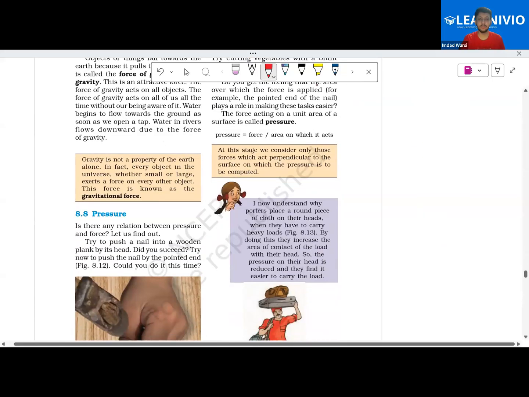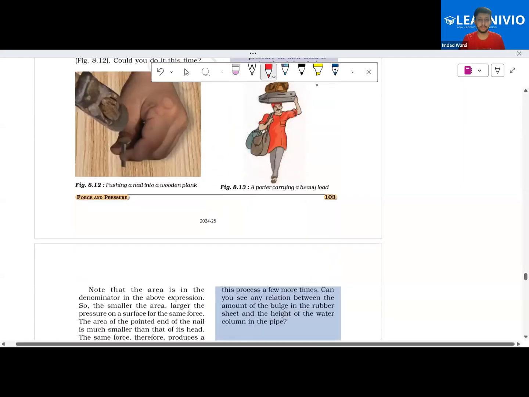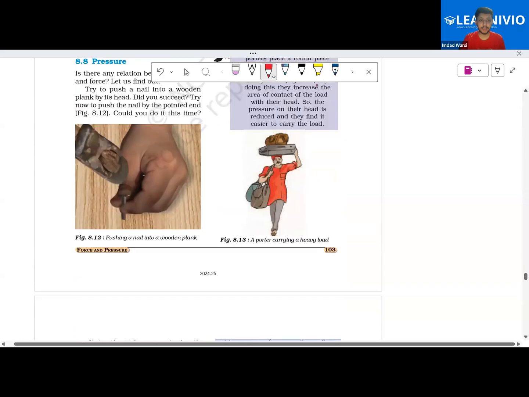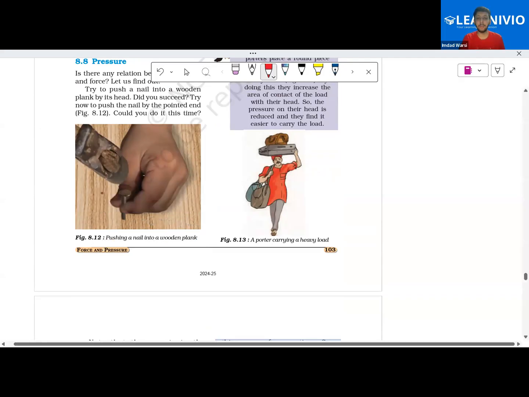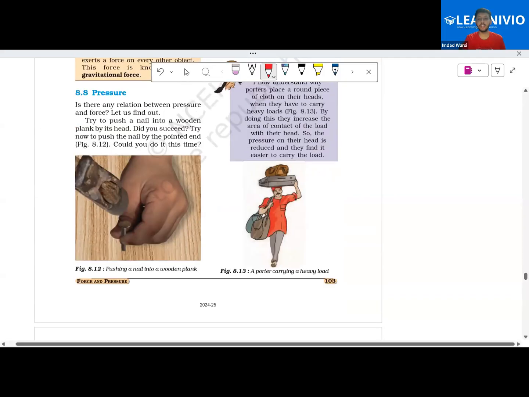Pressure is also force upon the area on which it is acting. We have seen this. Let's see some examples. Here also they have explained the same example: pushing a nail into a wooden plank. What you do is apply pressure on it. A porter carrying a heavy load. Now, how does this change the force?